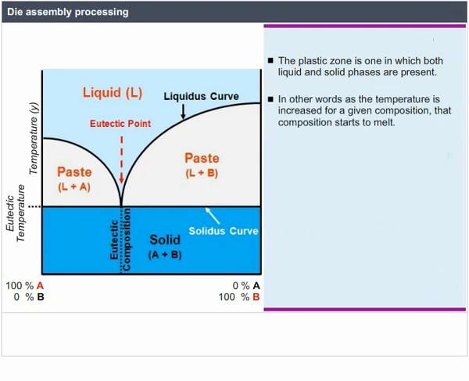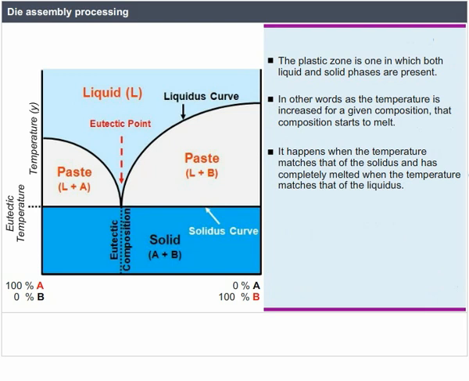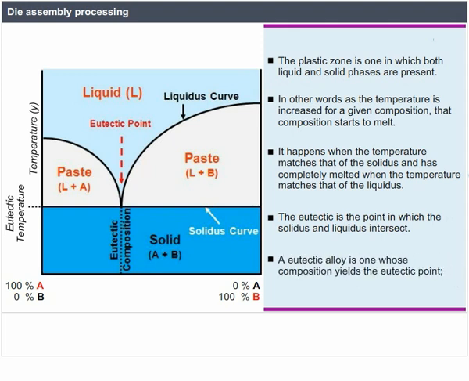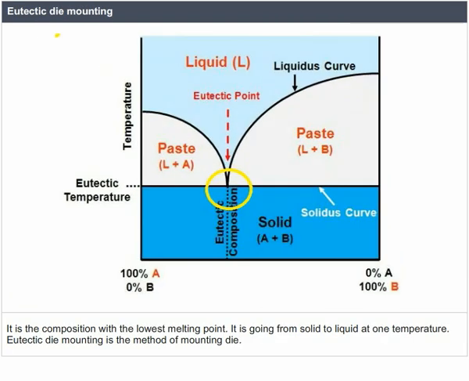In other words, as the temperature is increased for a given composition, the composition starts to melt when the temperature matches that of the solidus and has completely melted when the temperature matches that of the liquidus. The eutectic is the point at which the solidus and liquidus intersect. The eutectic alloy is one whose composition yields the eutectic point. It is the composition with the lowest melting point. It goes from solid to liquid at one temperature.